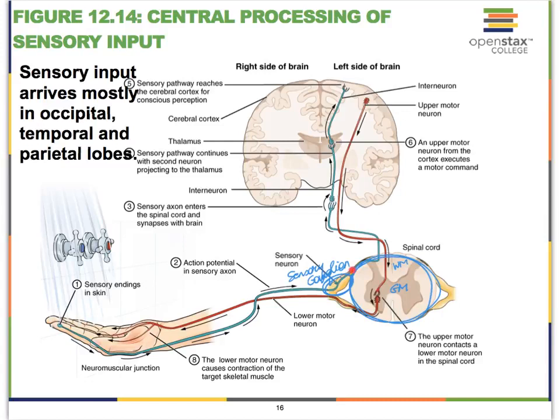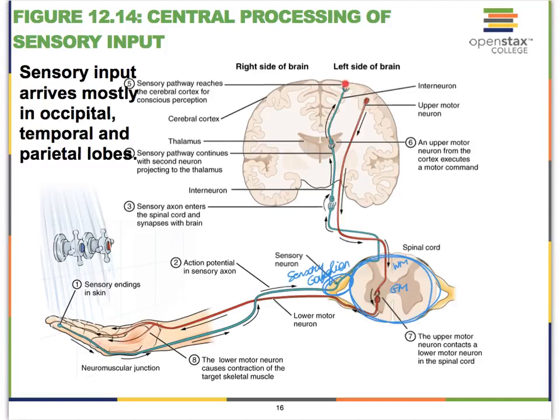The remainder of the axon continues to climb up the spinal cord until we finally get to the brain, and there it'll synapse with our first interneuron. That interneuron then synapses with another interneuron inside of the brain.